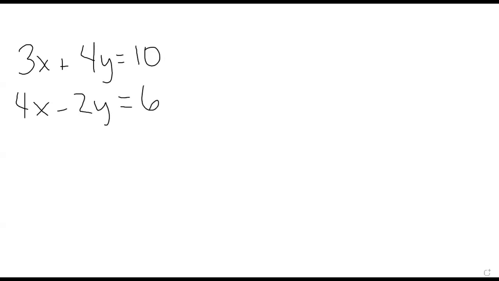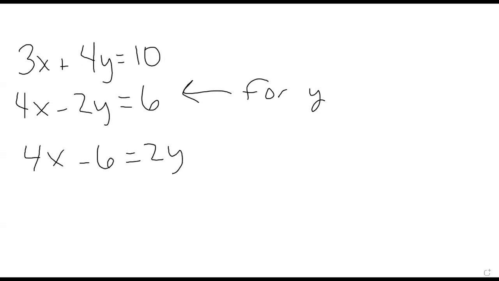Now, I look at this and I'm just going to say, okay, I'm going to solve this one for y. You could really use any of them for either variable, but I think that's going to be easy. I'm going to solve this for y. We did this a minute ago. I'm going to have 4x minus 6 equals 2y. So that's going to give us 2x minus 3 equals y. That's our first step.